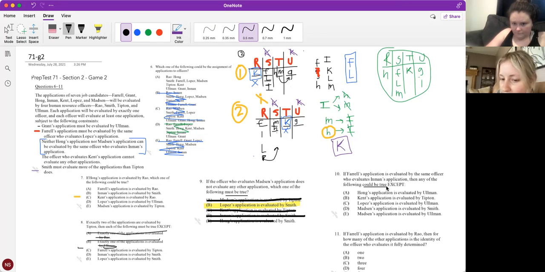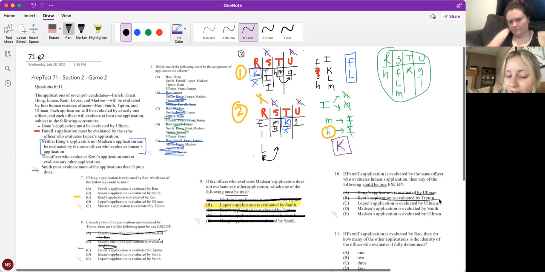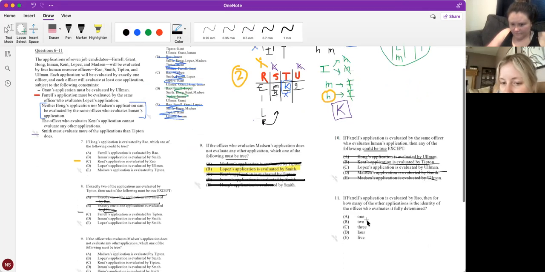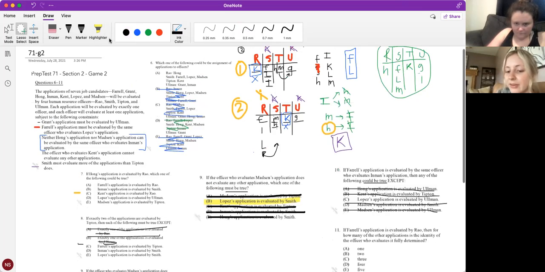H is evaluated by U. It could happen. K is evaluated by T. Could happen. L is evaluated by U. That could not happen. Correct. Okay, and then M is evaluated by S. That could happen. And M is evaluated by U. That could happen. Fabulous.